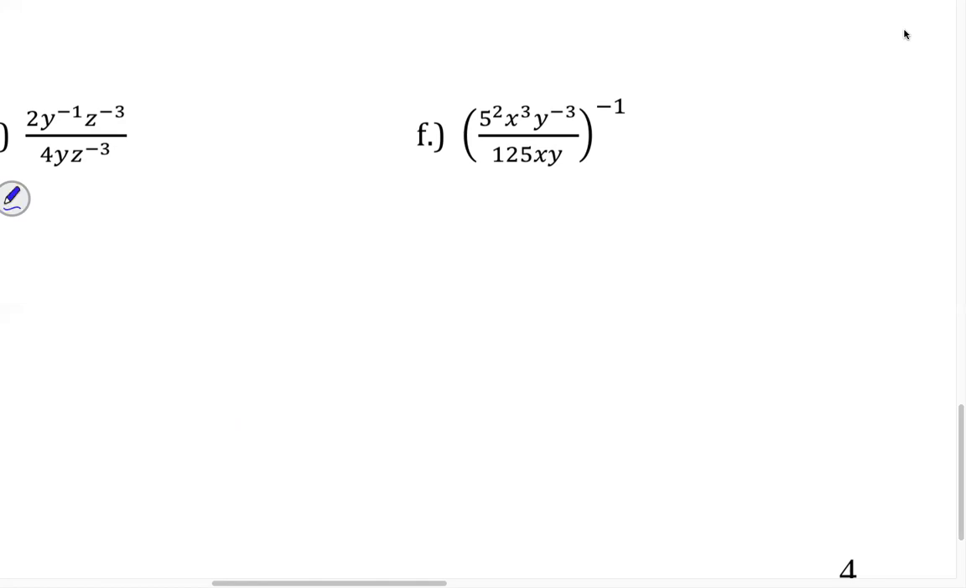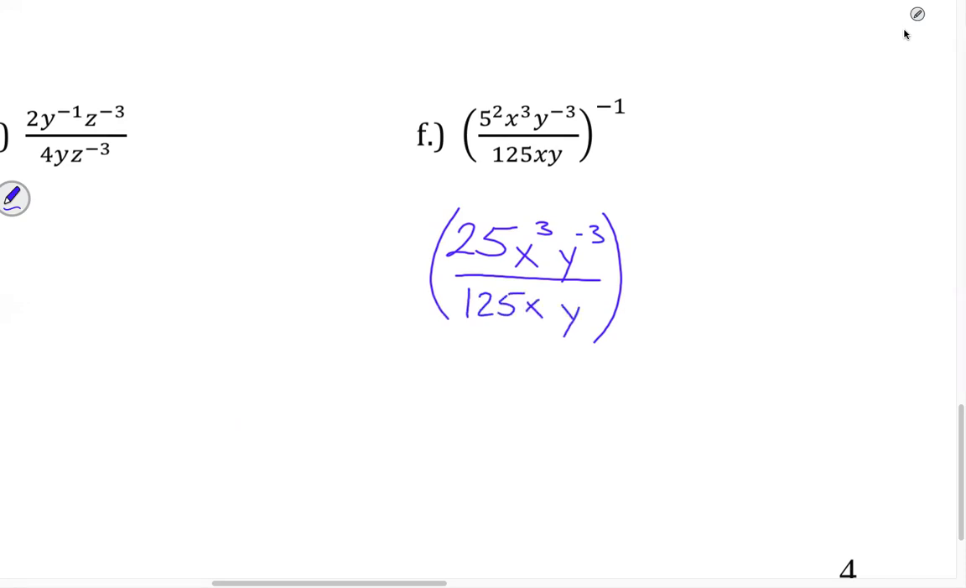So let's go ahead and deal with 5 squared. What is 5 squared? Mike, what's 5 times 5? 25. So I'm going to write that as 25. Can't really do anything with x to the 3rd. Can't really do anything with y to the -3rd. 125 x, y. All right. So the first thing I did was I evaluated that 25. And I did that so I can deal with the 125.